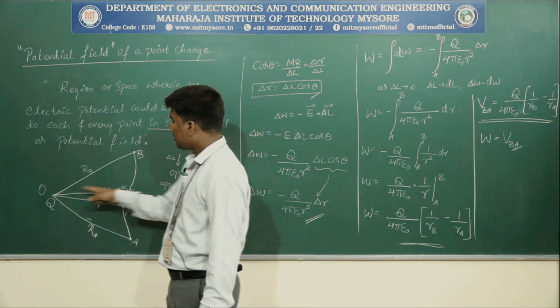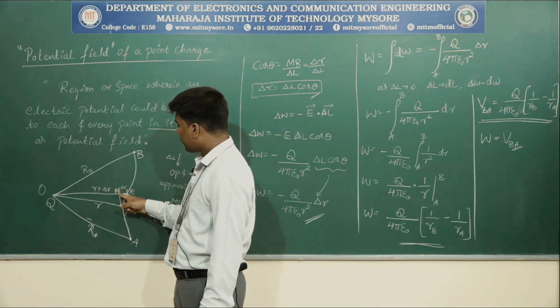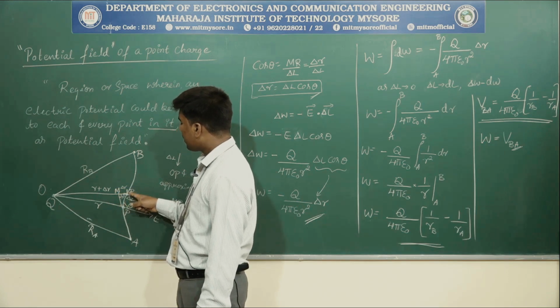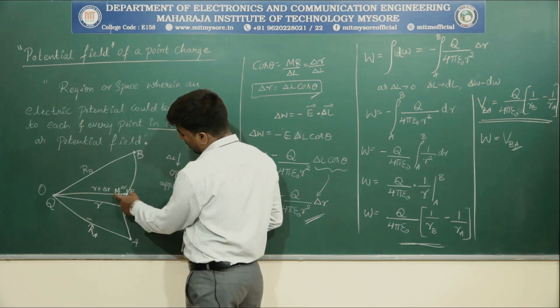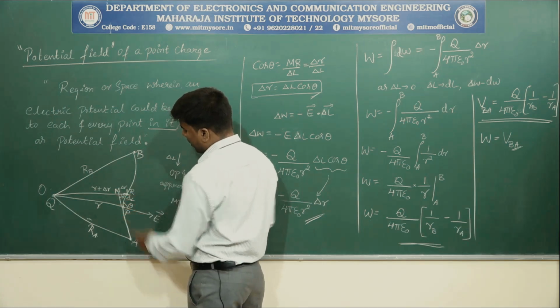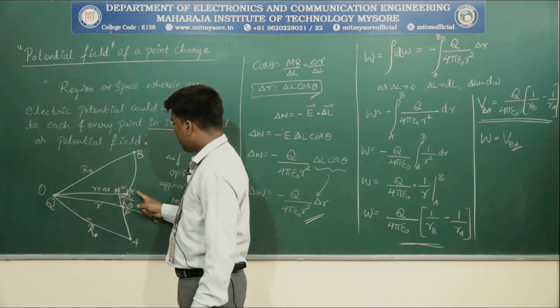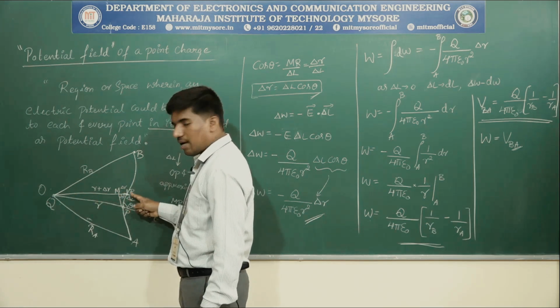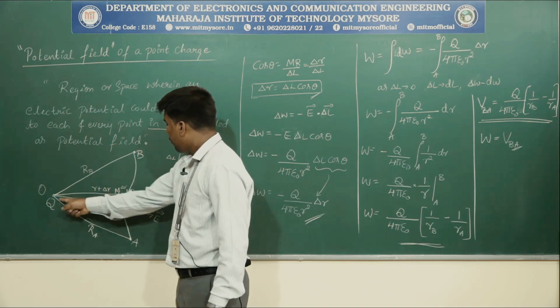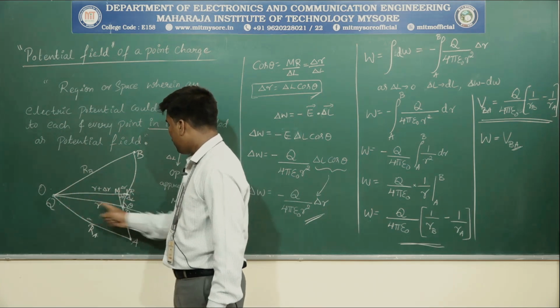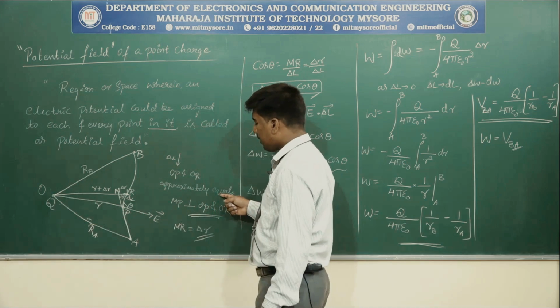So R is at a distance r plus delta r, that is the differential length increased. Delta r is the differential length increased. These 2 points are named as M and P. Draw a perpendicular MP to the line OR. Since delta L is very small, OR and OP are approximately equal.